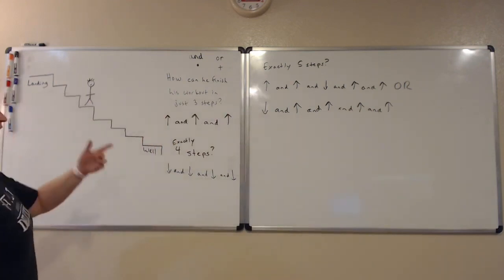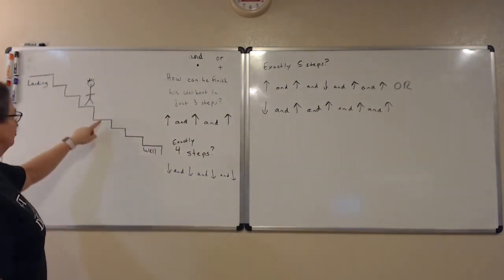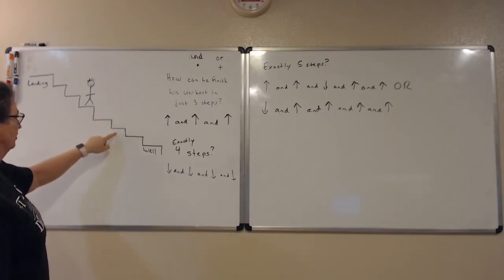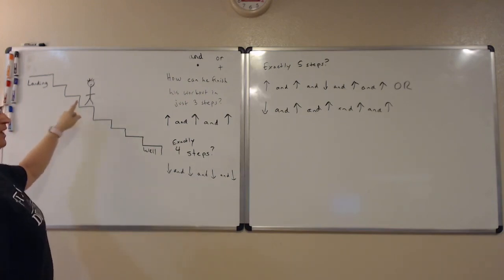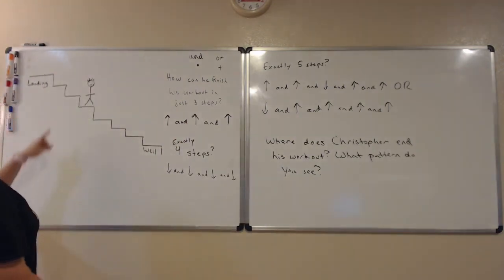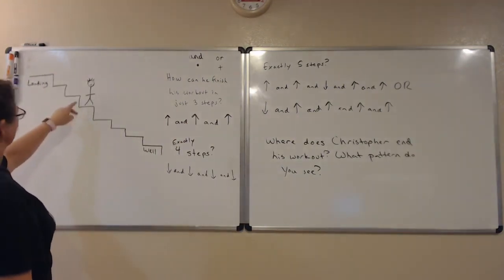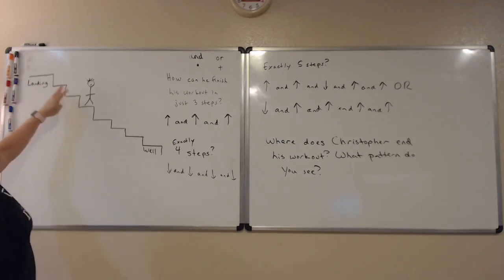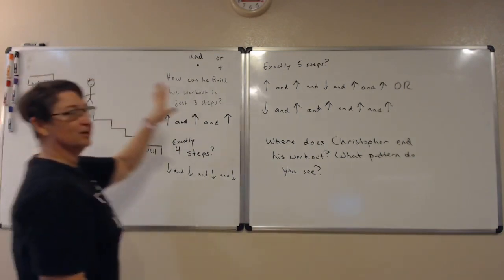And then, is that all of them? Let's see if he goes down 2 steps. 1, 2, 3, 4, 5. Oh, we didn't make it. Up and down and up and up and up. Didn't we do that one? Up and down. Let's try it. Up and down. And up and up and up. Oh, that works too. Look, there's the other one.